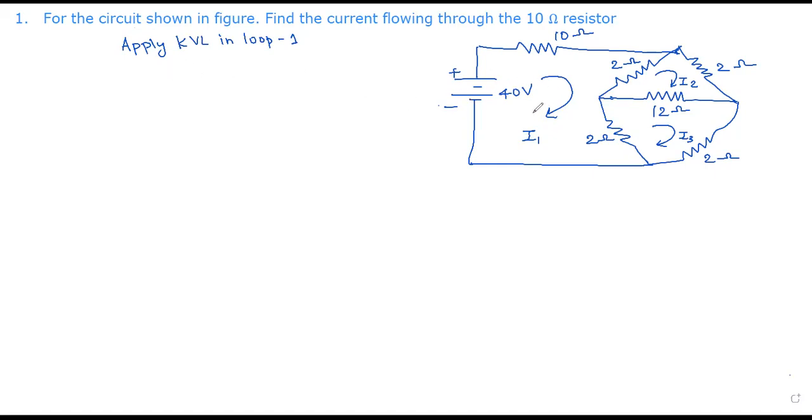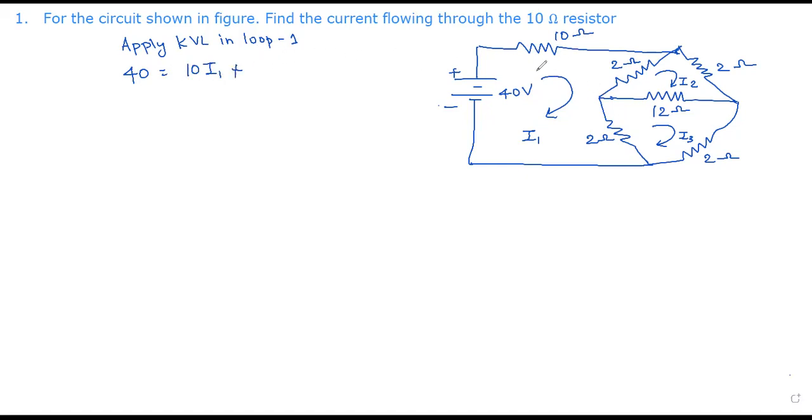You see here in the first loop, the only source is 40 volt. So we can write 40, which is equal to the drops. This 40 volt is going to be dropped across the 10 ohm resistor, 2 ohm resistor, and 2 ohm resistor. So what is the voltage drop in the 10 ohm resistor? By Ohm's law, V equals I into R. I is I1, R is 10. So it is 10 into I1. That is the voltage drop across the 10 ohm resistor.